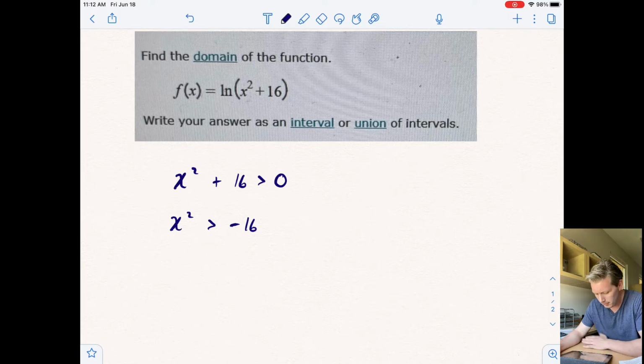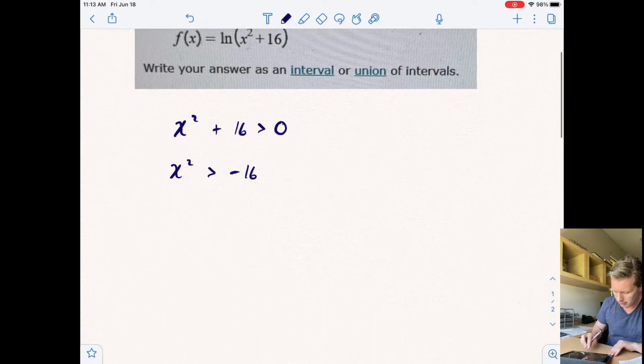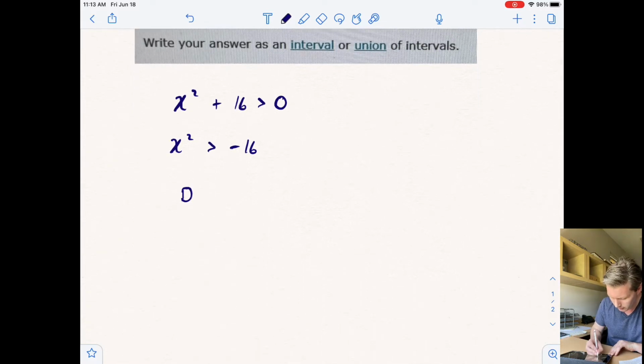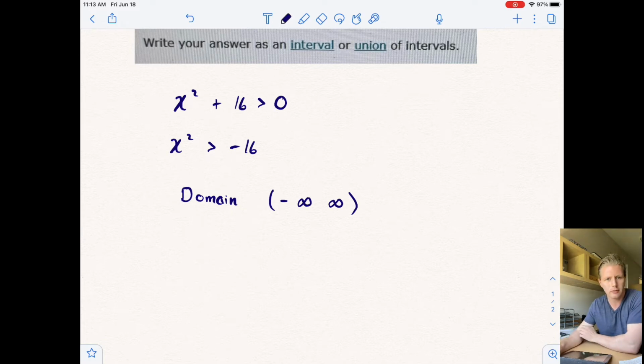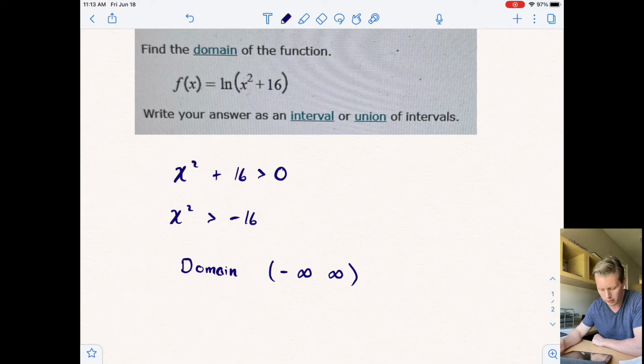And so the answer is that the domain of this function in interval notation is negative infinity to positive infinity. You can put in any value of x that you choose, and x squared plus 16 will always be greater than 0, and therefore the natural log of x squared plus 16 will be defined for all values of x.